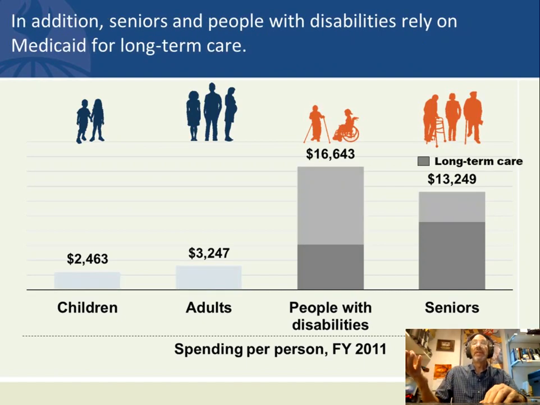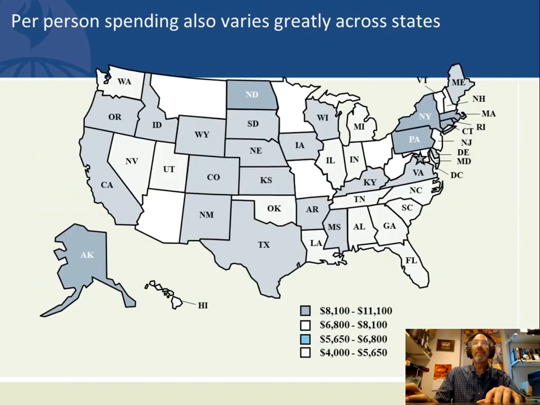The long-term care expenses are really what's driving a lot of these gray bars. If you look at the long-term care component of the disabled expenses, you're going to see that more than half of that $16,643 is for long-term care in nursing homes, and for seniors, about 1/4 of that $13,000 is for long-term care. Now, as I was saying, the generosity of Medicaid programs varies across the states.